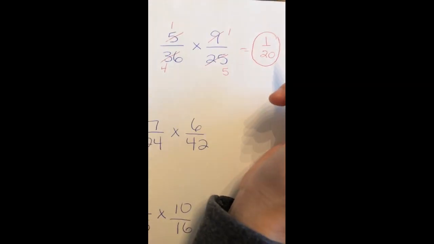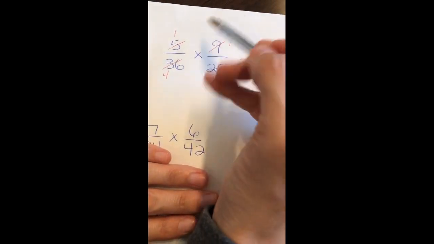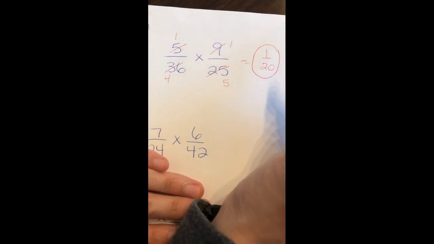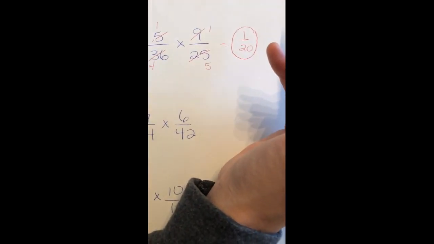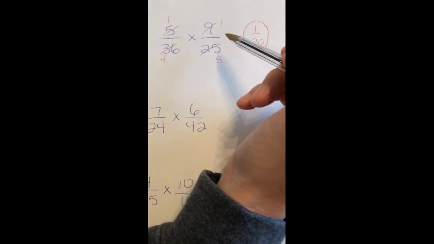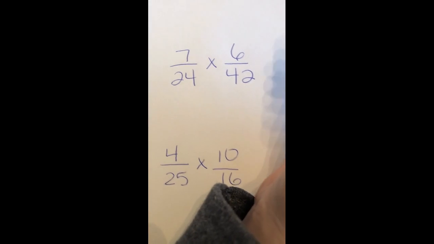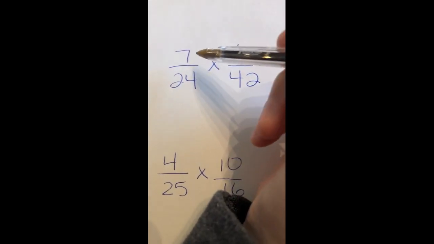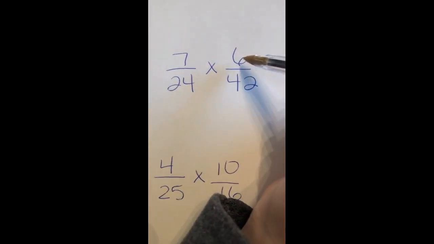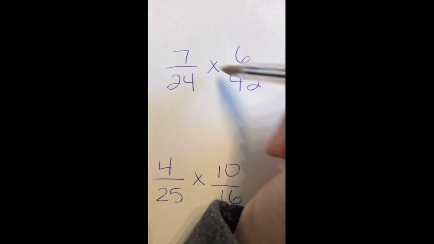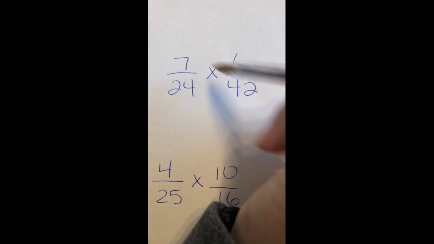That would have taken us a long time to multiply the other way. We would have done 45 over some really large number, and we would have had to simplify a whole bunch. So that's when cross-canceling is an effective and useful strategy. Let's look at number 2 on your page. Number 2 is 7/24 times 6/42. Let's look at our diagonals. Again, you can only do it with the diagonals.